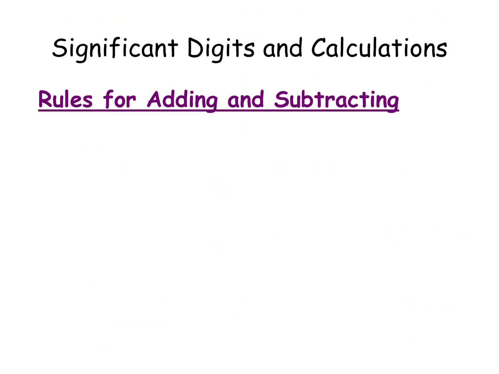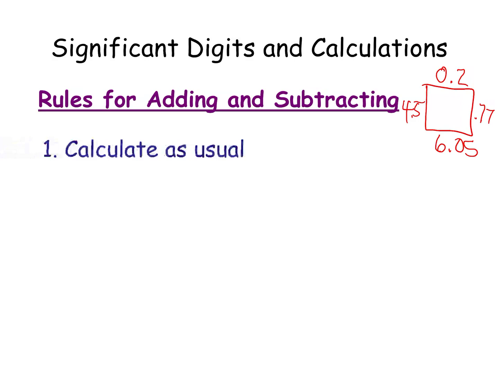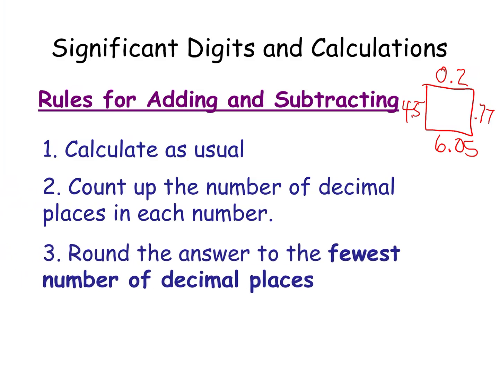When you add or subtract, like let's say you are calculating the perimeter of something. So 4.5, 0.2, 6.0, 5.77. You're going to add those up as normal, but instead of rounding to the fewest number of total sig figs, we're going to round to the fewest number of total decimal places. So looks like we have 1 decimal place, 1 decimal place, 2 decimal places, 2 decimal places. So we would round to 1 decimal place. Okay?